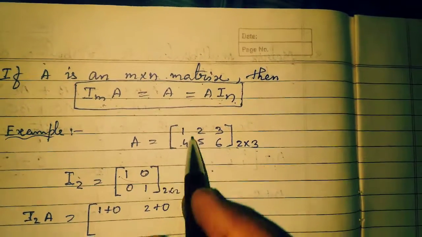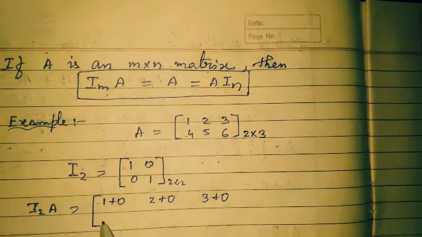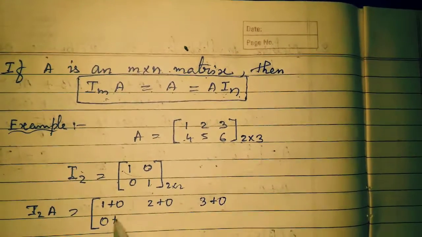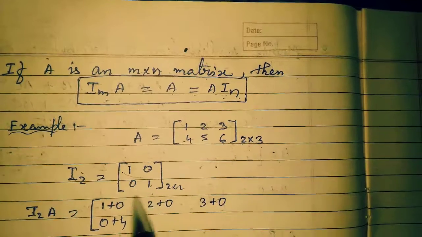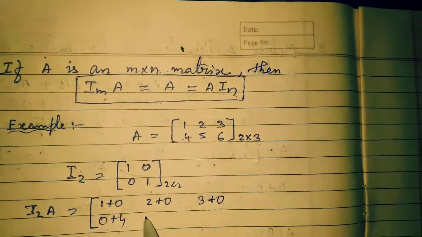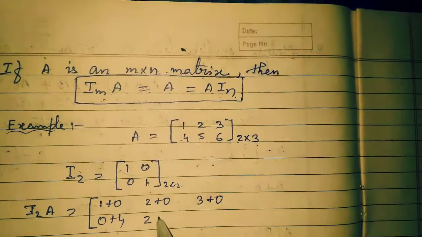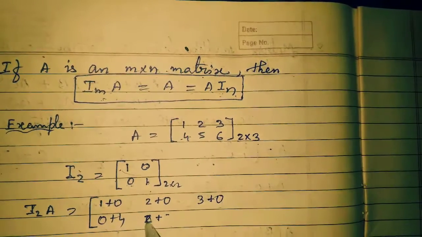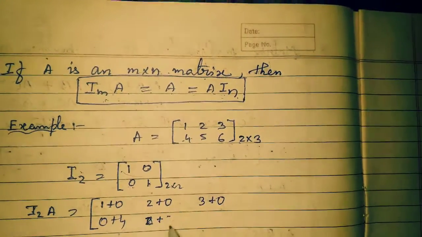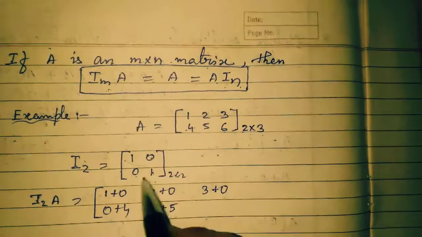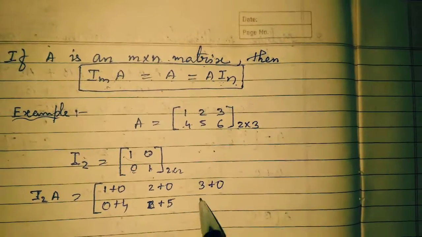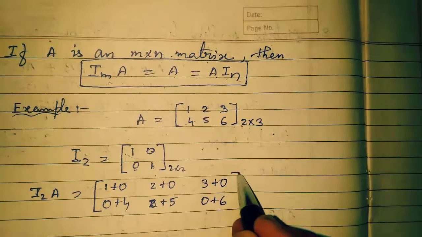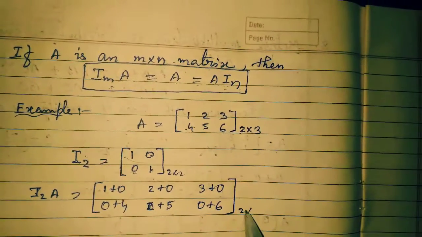Now second row with the first column: 0 into 1 is 0, and 1 into 4 is 4. Similarly, second row with the second column: 0 into 2 is 0, sorry, I've written 2 here. And 1 into 5 is 5. Next, 0 you multiply with 3, that is 0. And 1 you multiply with 6, we get 6. So that is a 2 into 3 matrix.